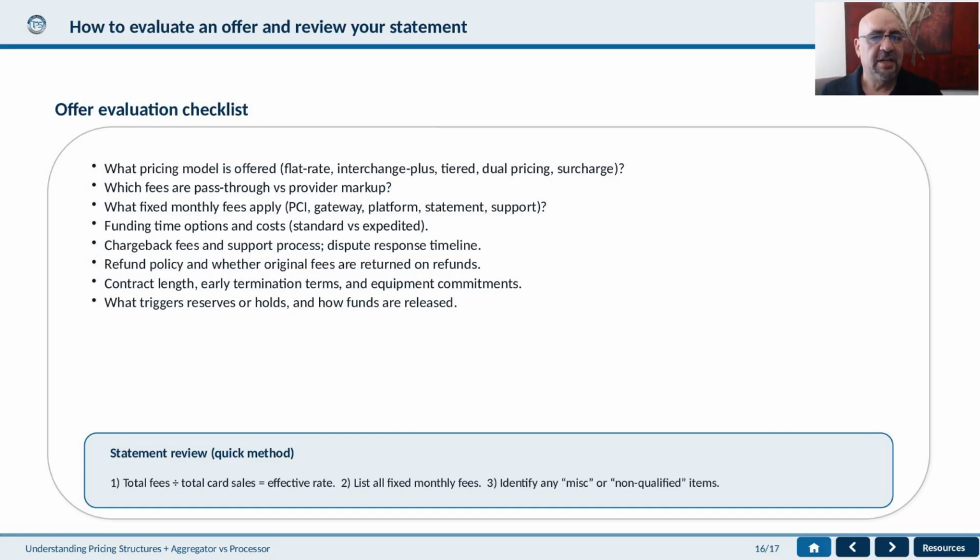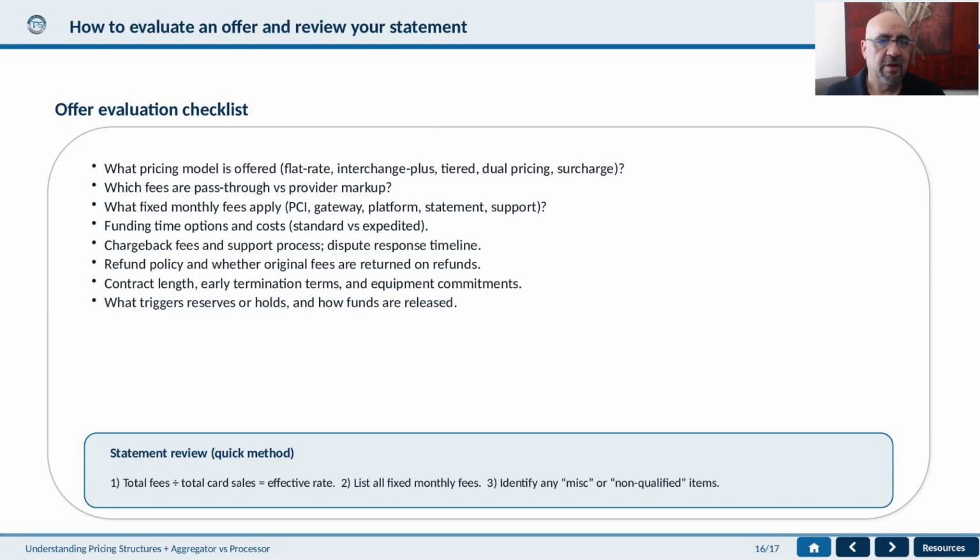What fixed monthly fees? PCI, gateway, platform, statement. Funding time, operation, and cost, standard or expedited. Chargeback fees and support process. Dispute response timelines. We fight for your chargebacks. I don't know what Square does with chargebacks, to be honest with you. When you have a chargeback, we are on your side 100%, and we fight with our chargeback department to make sure that we do everything we can to get your money.